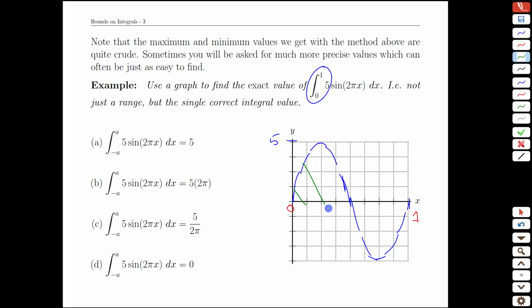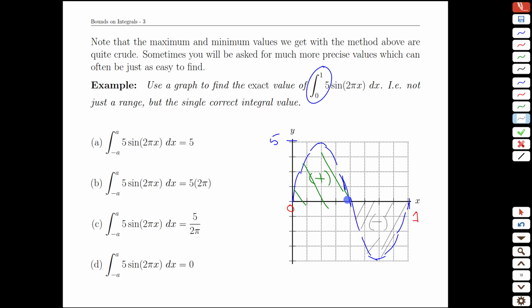Very similar to some earlier examples with odd functions, though we're not really using that here. We're using the symmetry of the sine function to recognize that this area would contribute a positive amount to the integral because we're adding positive function values. Whereas this area here, let's do it in a different color, would contribute negative totals to the integral value.